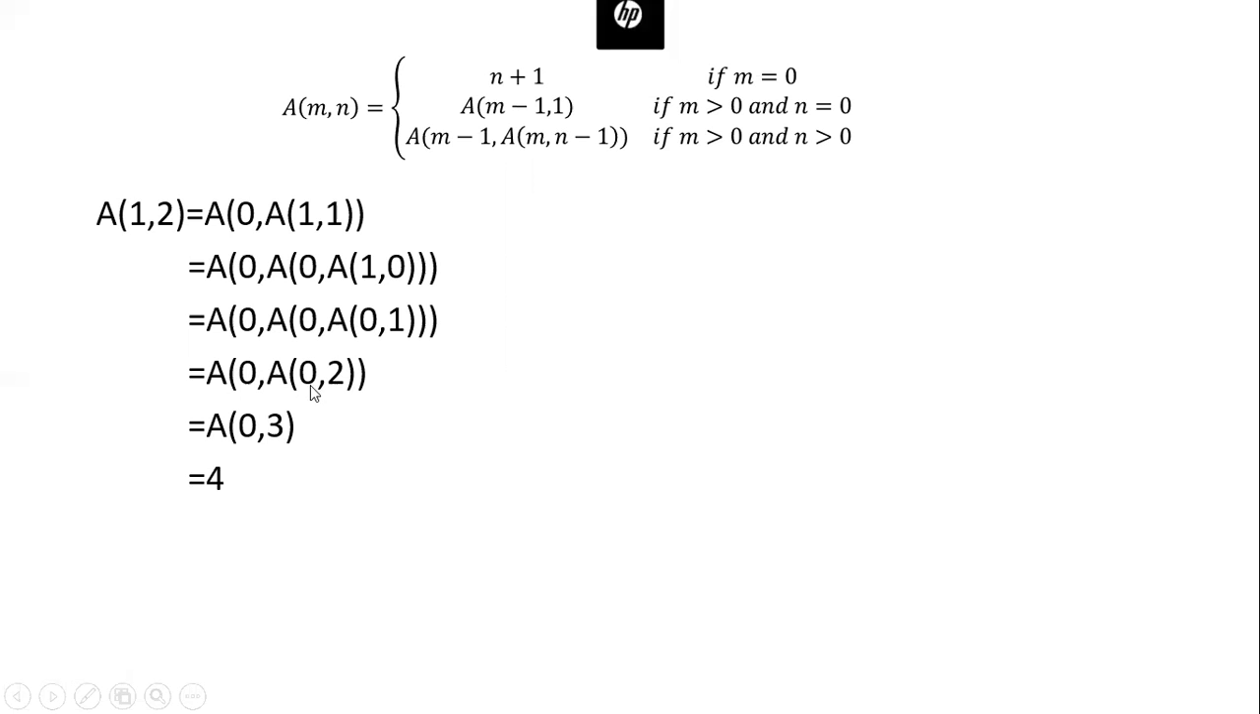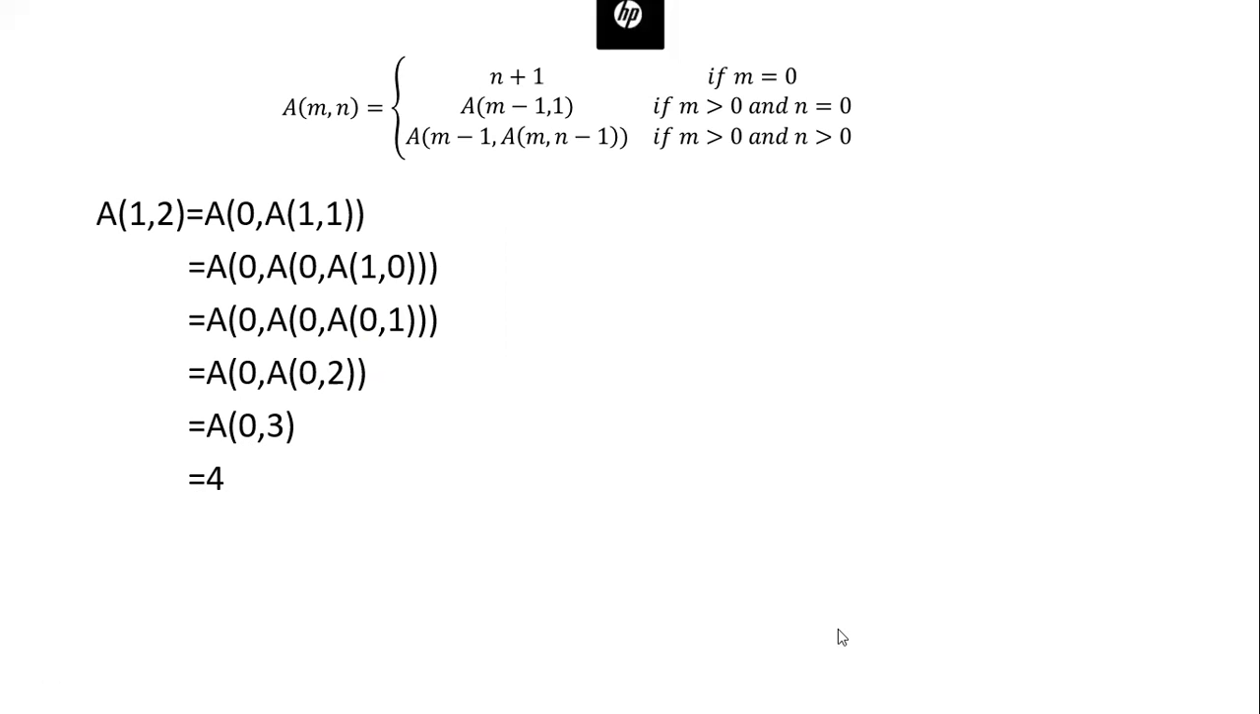Now again m is 0, so control will come to the base case. n plus 1 will be returned. n is 2, so n plus 1 is 3. Now we have A of 0 comma 3. Again m is 0, so this will return n plus 1. n is 3, so n plus 1 is 4.